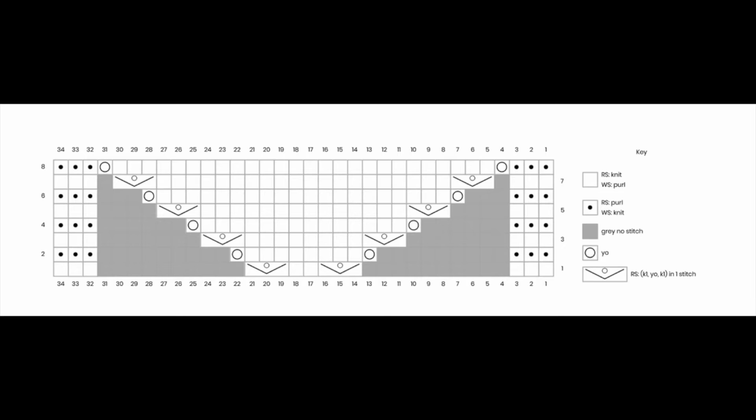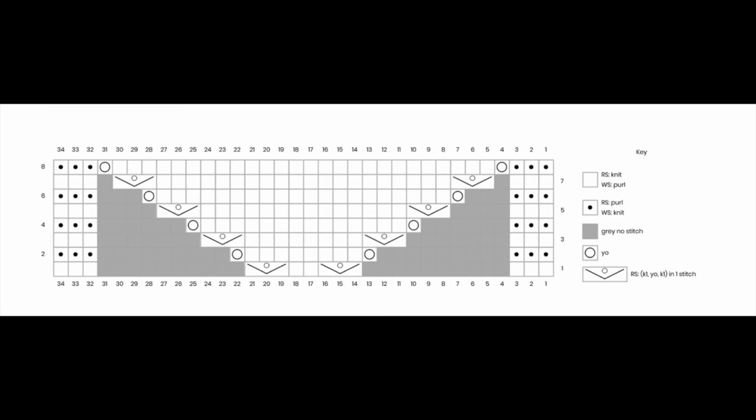This chart can look a little bit confusing, but let's break it down. At each edge, those 3 stitches at each side, those are just garter stitch edges. And then we have the gray, that's the no stitch because those stitches haven't been added at that point. They'll be added later on. And then we have this large V with a little circle in the middle. That is that knit yarn over knit. It adds those extra stitches. And then we have yarn overs. So this is the basic shape of the shawl.